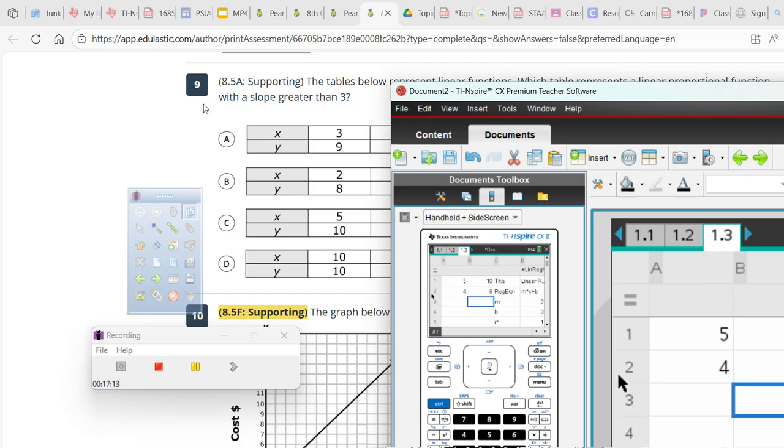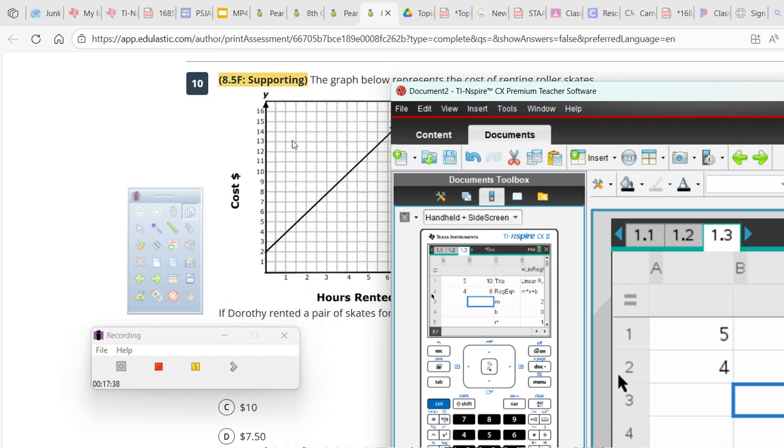The closest one I get is A. I don't understand this question. I don't see what's going on with it. I don't think it's a good question. So let's try this next, number 10.